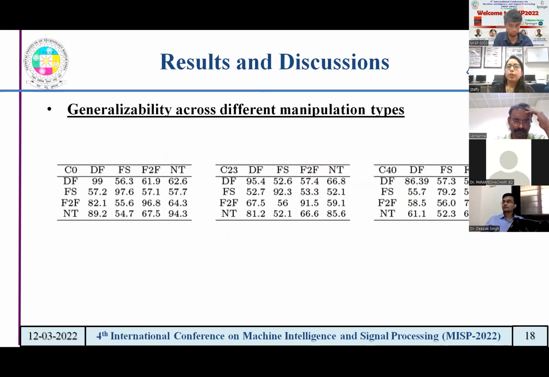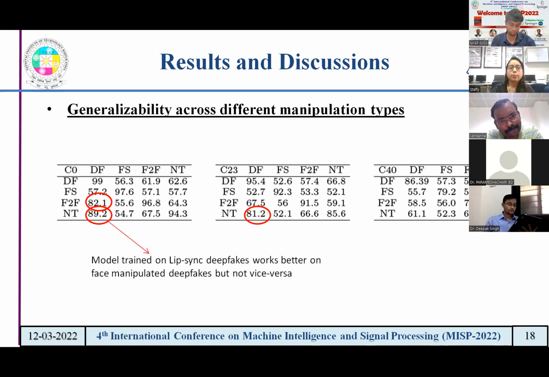This is generalizability. We have also tested the generalizability of the proposed technique from one manipulation type to another. Here we have noticed that if a model is trained on lip-synced versions, it has provided good accuracy on facially manipulated videos also. It has provided a good accuracy on face swap videos also. Because when a model is trained on lip sync versions, only the lip area is manipulated, and the model has learned very efficient features so that it can perform well on face swap videos also.